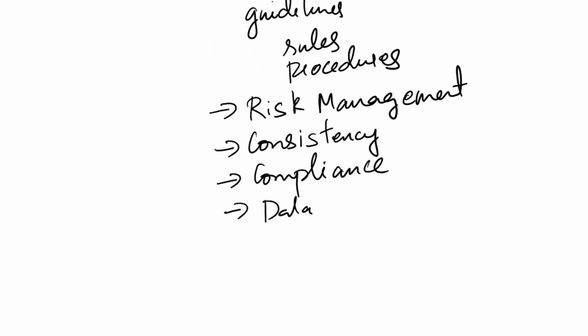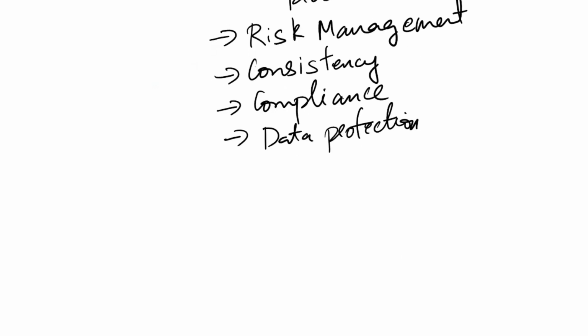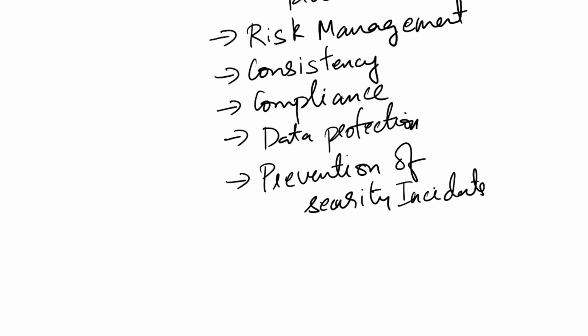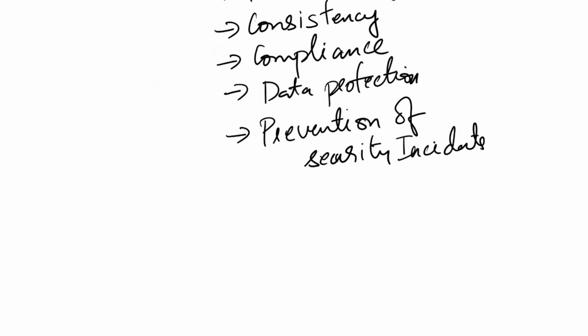Next, data protection. Security policies define rules for handling sensitive data such as personal and financial information. They establish data protection measures to prevent breaches and data loss. Next is prevention of security incidents. Security policies provide guidance on implementing proactive measures which can help prevent security incidents like data breaches, unauthorized access, and malware infections. Next is incident response. They outline procedures for responding to security incidents, ensuring a swift and organized response to breaches, intrusions, and other threats.